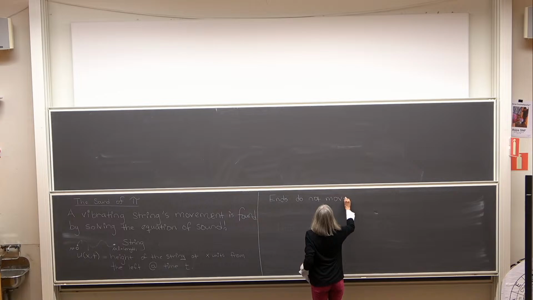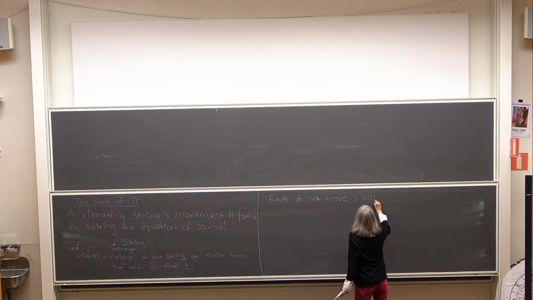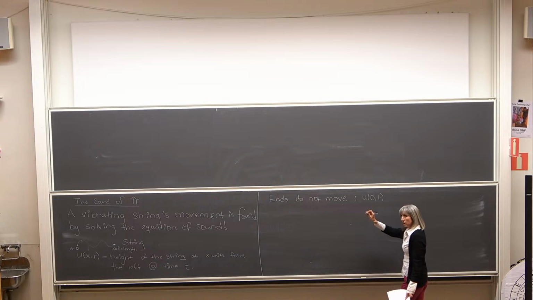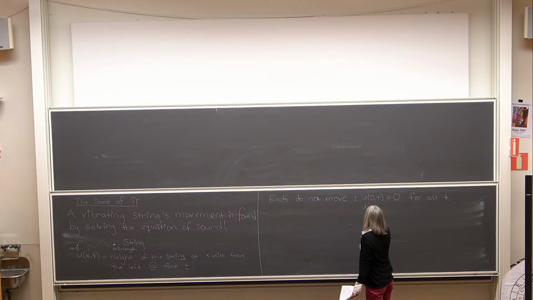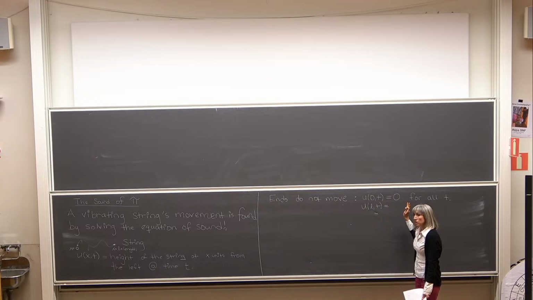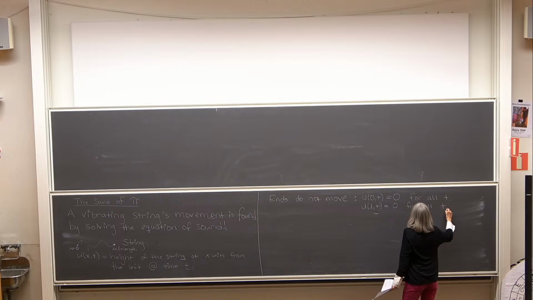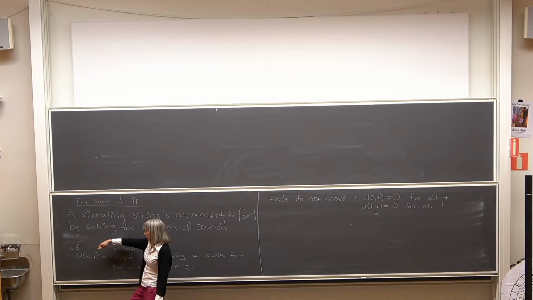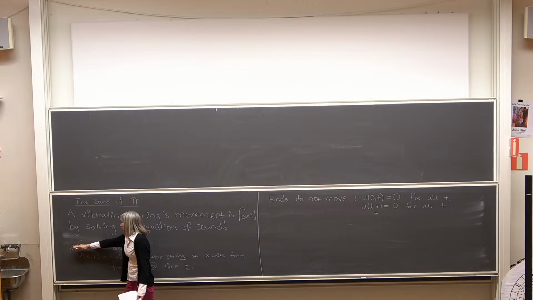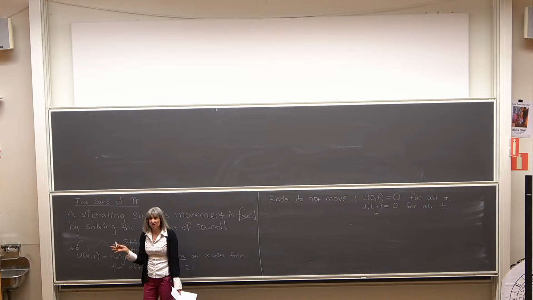And that equation is: the height when x is 0, so at the left endpoint, will remain 0 for all time. Similarly, the height at the far right endpoint will remain 0 for all time. But in the middle, the string can vibrate up and down. And so this function can be positive if the string is up, or negative if it's below, and identically 0 if the string just isn't moving at all. Does that make sense? Okay, good.